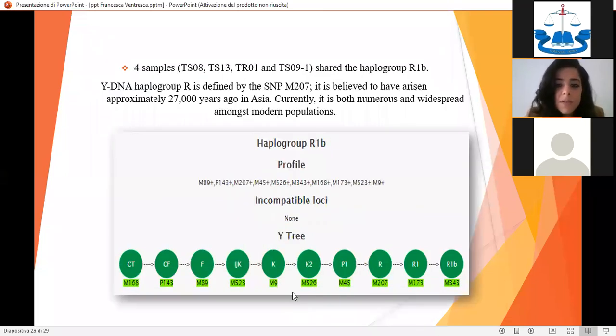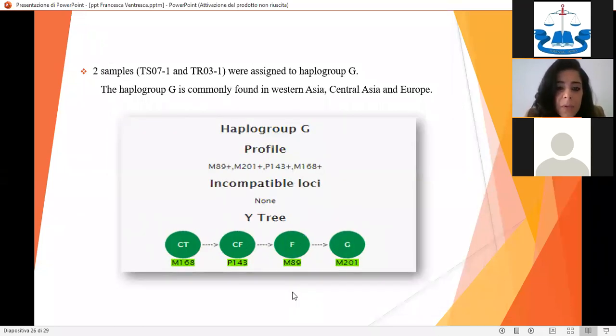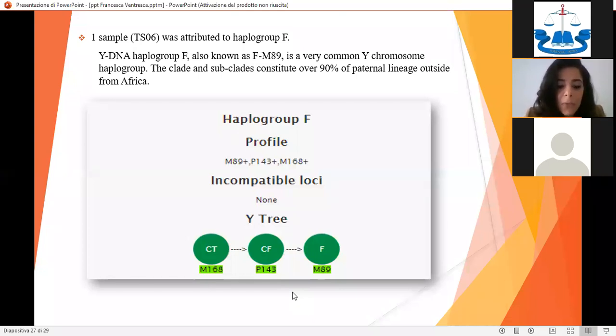Then 4 samples shared the haplogroup R1b, which is defined by the SNP M207. It's believed to have arisen 27,000 years ago in Asia, but now it is very diffused among modern populations. Two samples were assigned to haplogroup G, which is commonly found in Western Asia, Central Asia, and Europe. Just one sample was attributed to haplogroup F, also known as FM89. It's a very common Y chromosome haplogroup. The clade and its subclades constitute over 90% of paternal lineages outside of Africa.